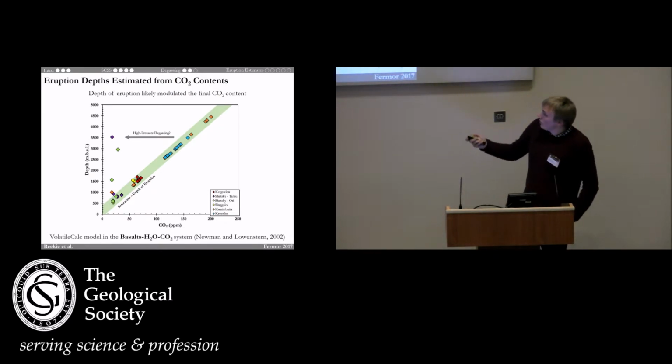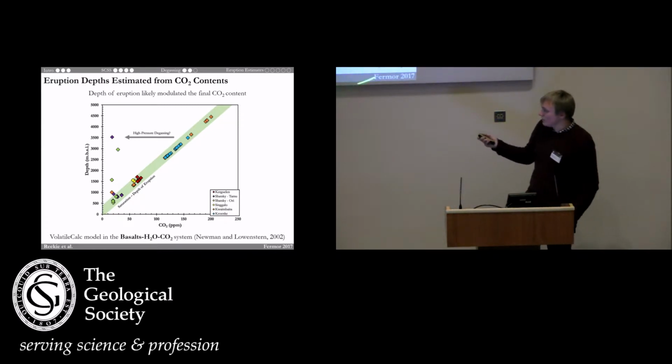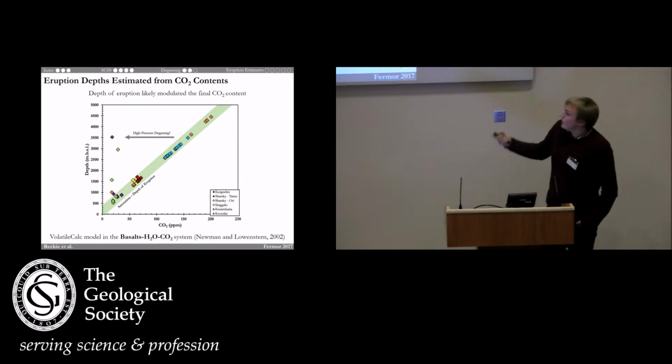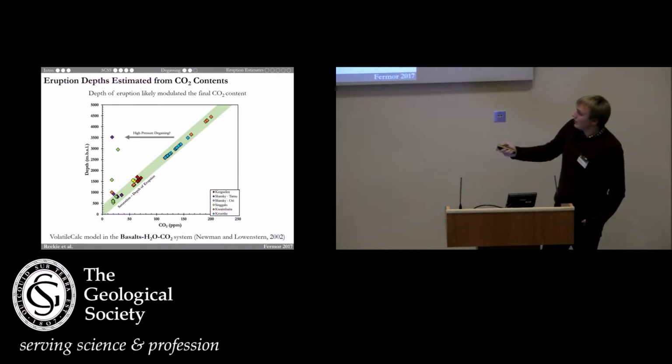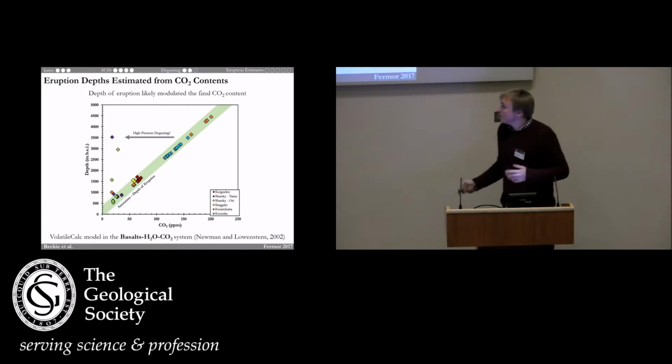And then when we plot CO2 against these calculated depths, so this is based on the VolatileCalc model, well used, Newman and Lowenstern, and in the basalt water carbon dioxide system, we can see that, of course this is modelled, we follow very nicely. So the carbon dioxide content of the melts is a function of the depth in the ocean at which they were erupted. And these ones that appear as high pressure degassing is where we have anomalous water contents.